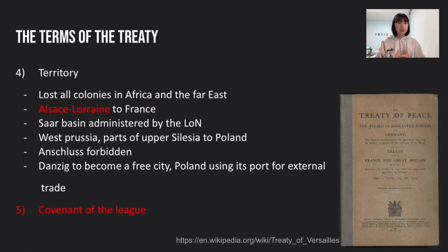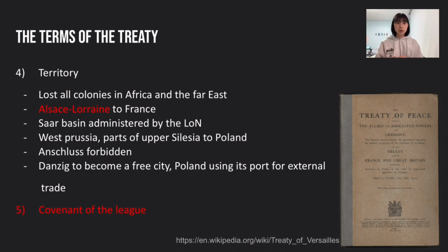And this basically meant that Germany would lose all her colonies in Africa and the Far East, and they would be distributed to the victorious nations. And Alsace-Lorraine, as France wanted, would be returned to France. The Saar Basin, which is another territory that was pretty crucial to Germany at the time, would be administered by the League of Nations for 15 years, and then a plebiscite would decide its fate. So they would basically ask the people of the Saar Basin who they wanted to be governed by.